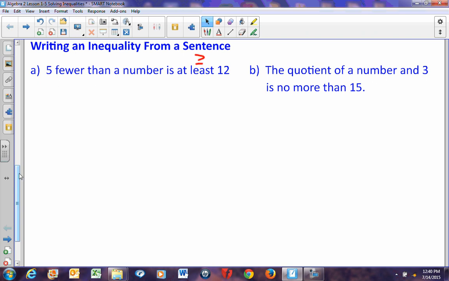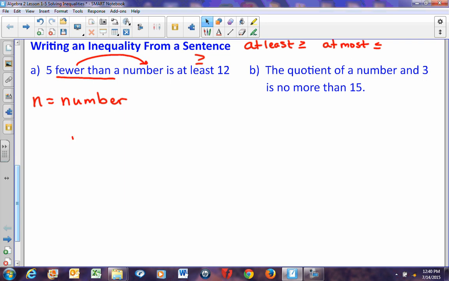Which means, if at least means greater than or equal to, at most means less than or equal to. So 5 fewer than a number is at least 12. Let's define our variable. I'll let n equal my number. Remember, we have this phrase "fewer than," which means whatever comes after it actually comes first. 5 fewer than a number means n - 5. It does not mean 5 - n. Is "at least" greater than or equal to? Well, there we have our inequality. We've written our inequality just like they asked us to.